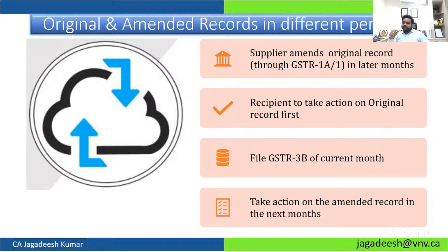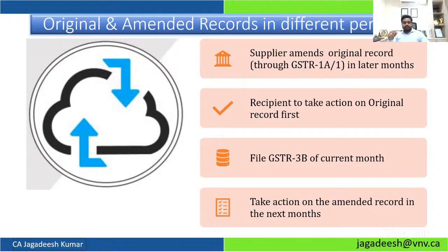If we have not taken any action on the original record, let's say in the month of October you kept it in pending, in the month of November IMS you can see both the invoices, that is the original invoice as well as the amended invoice, right? If you want to take the action only on the amended invoice, the system will restrict you from taking the action on that.